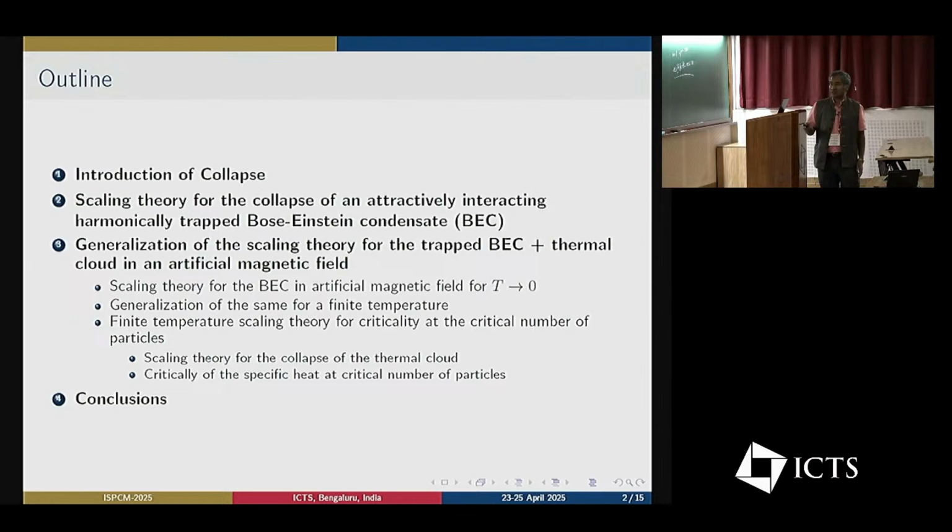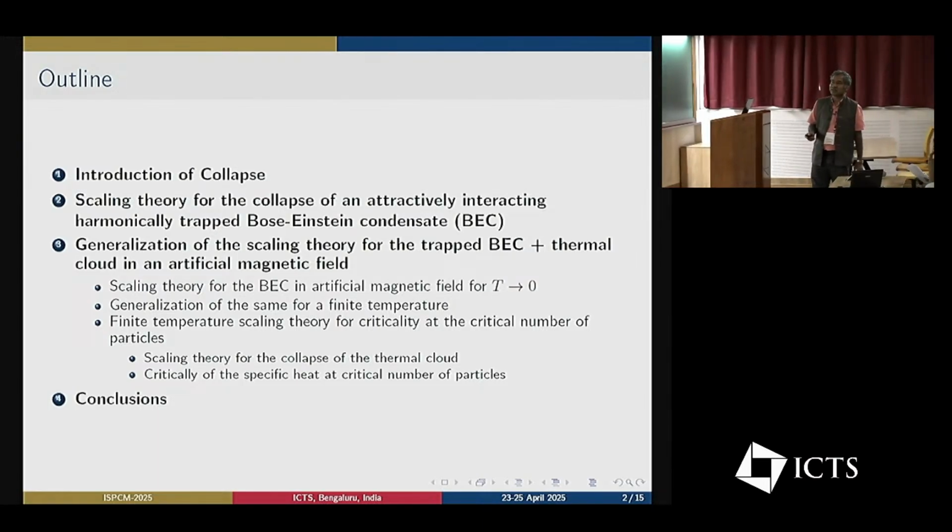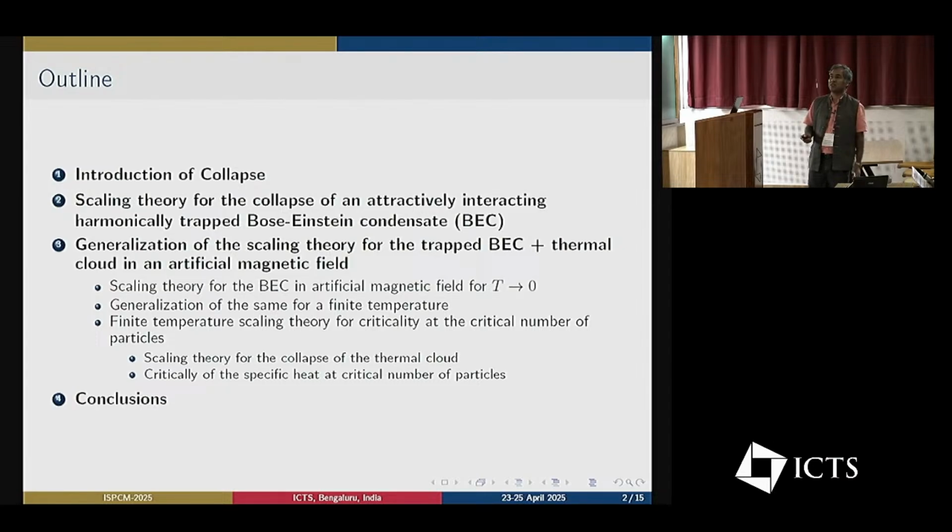The plan of my talk is as follows. I'll first introduce the collapse. Then I'll come to a scaling theory for the collapse of an attractively interacting, harmonically trapped Bose-Einstein condensate. Then I'll come to the generalization of the scaling theory for the trapped BEC and thermal cloud in an artificial magnetic field. I'll emphasize the criticality of the specific heat at the critical number of particles, and finally, I'll conclude.